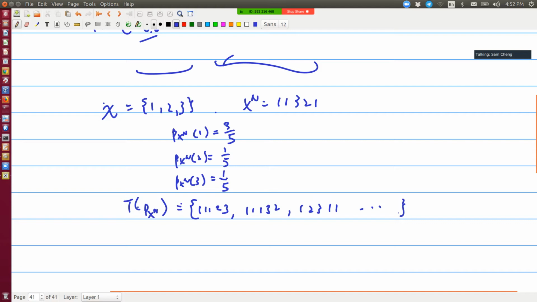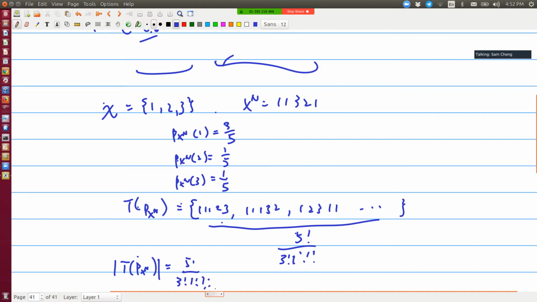And how many sequences do we have? That is just a combinatorial count, something like 5 factorial over 3 factorial, 1 factorial, 1 factorial. So in this particular case, the size of the type class is 5 factorial over 3 factorial, 1 factorial, 1 factorial, which is equal to 20.